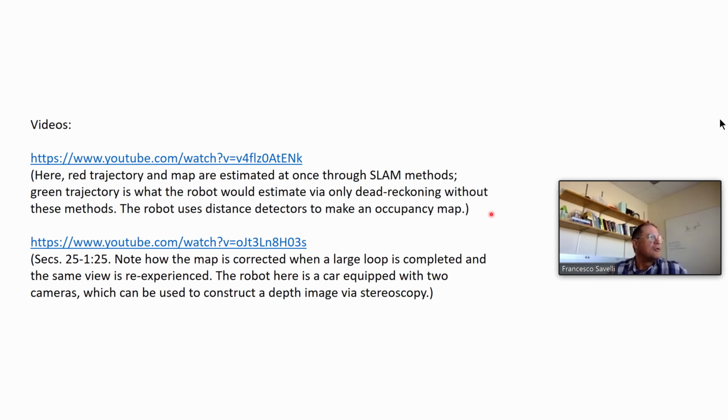Here I put a couple of YouTube videos. You can look at them. They show how a robot can go around, start making a map, and then when it comes back and closes a loop, it recognizes that it's back to where it was before, and that allows a correction of the map, because it can correct all that path integration error that had accumulated around that loop. So going back to the same position and recognizing that you're back, if you're off in the mind of the robot, now you can correct that.